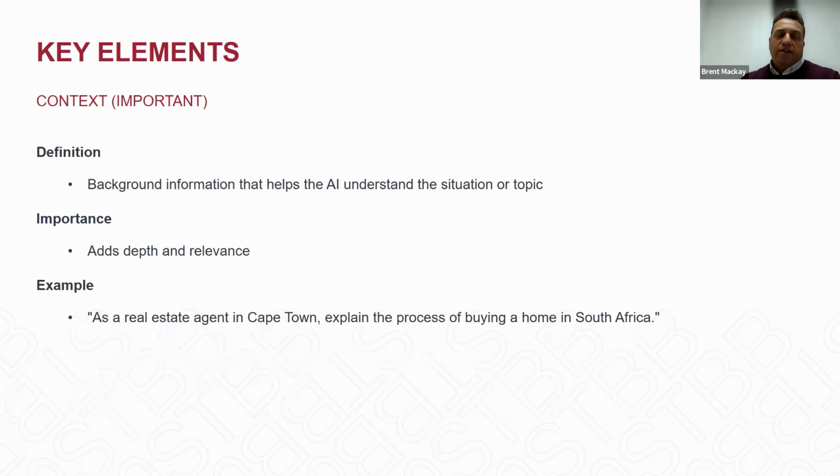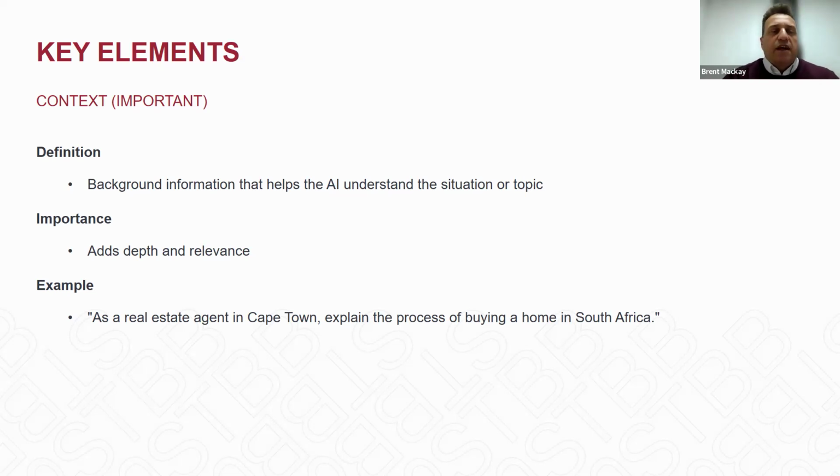The next part, though, is context. So this is also very important. You can leave it out, but you end up with far less important information, or at least pertinent information. So the background on what you wanted to do actually helps the AI to understand the specific topic, and it adds depth and relevance. So an example would be, as a real estate agent in Cape Town, explain the process of buying a home in South Africa. So now it's not just a case of explaining the process of buying a home, but the context is that it's going to be for South Africa, or at least for Cape Town, not just South Africa.